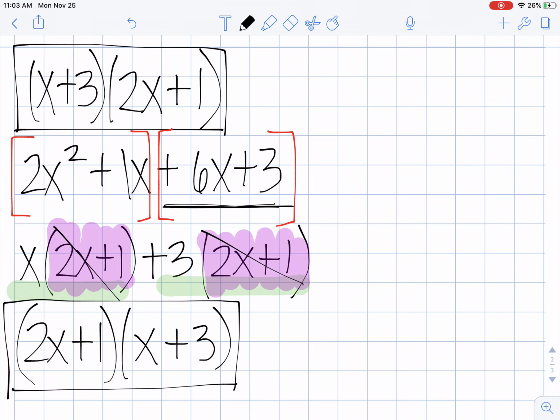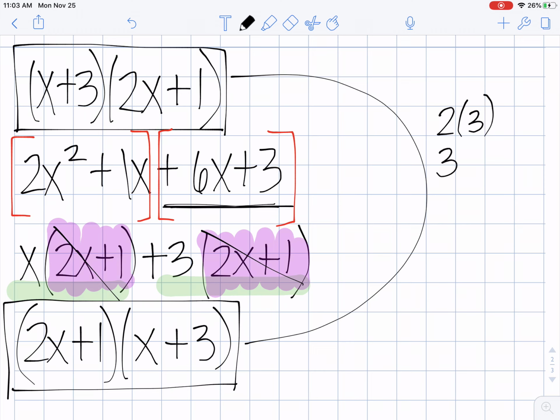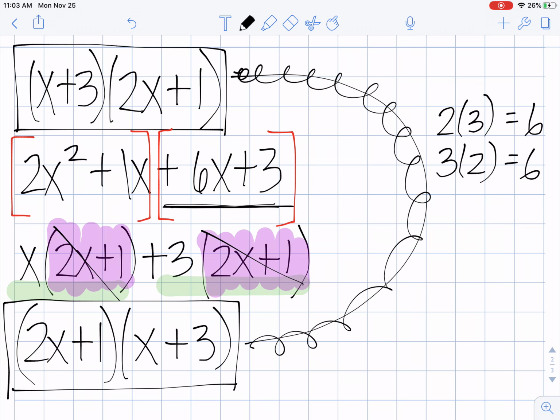So my question is, are these the same? Well, to answer that question, let me ask you, is 2 times 3 the same as 3 times 2? They both equal 6. So the only thing that's different from here all the way to here is the order in which you multiply your groups. And since when you're doing multiplication, order does not matter, these are both the same answer.